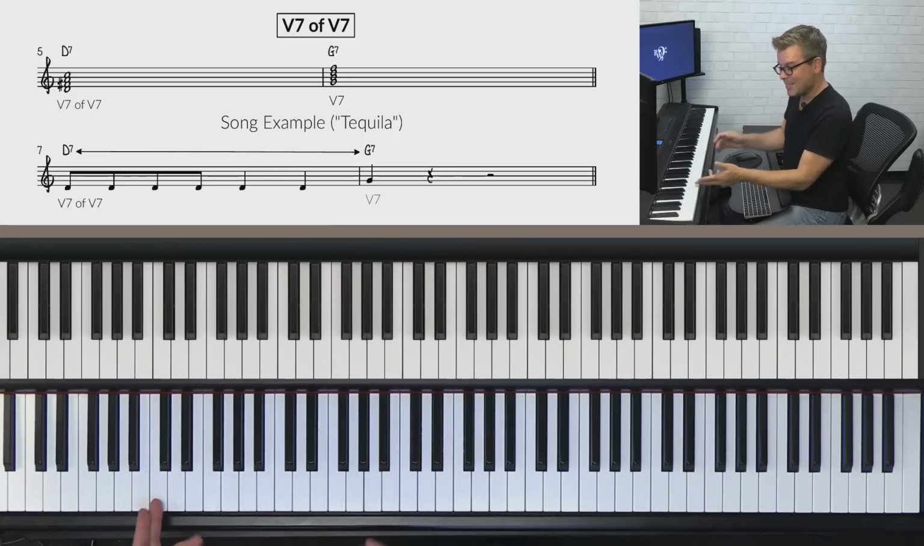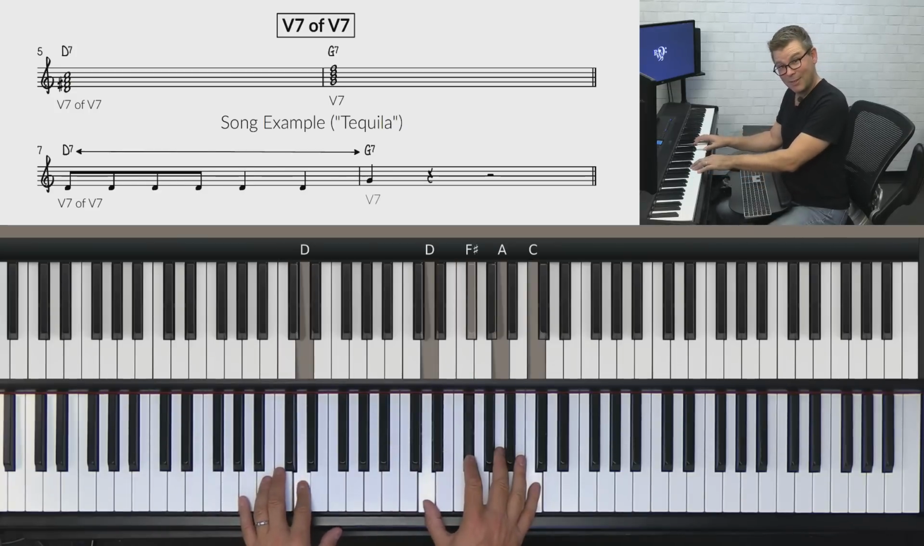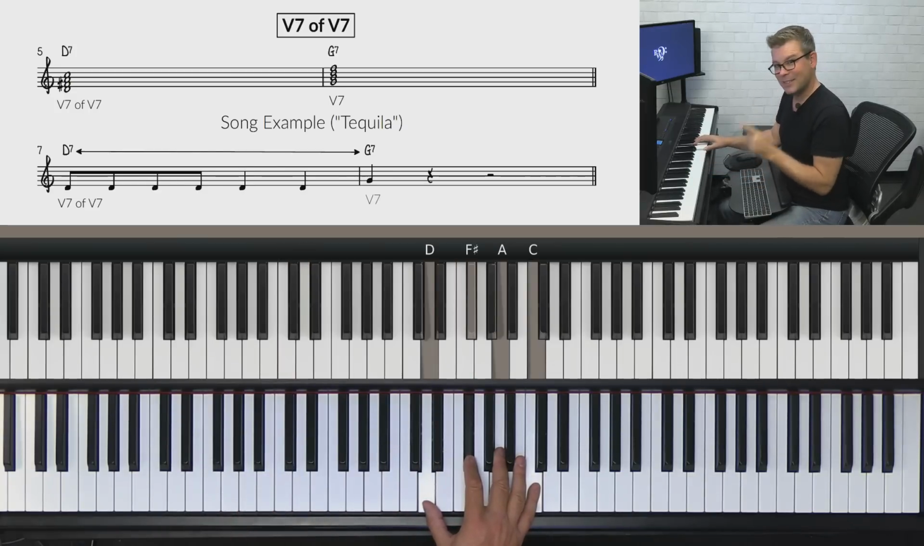Notice again, D7 is not in the key of C, is it? Normally in the key of C we would have a D minor 7, but when we have a D7, that gives us the hint that this is a secondary dominant, V of V.